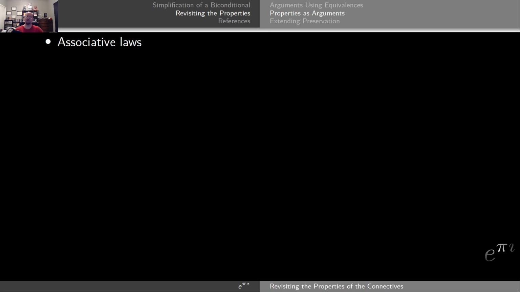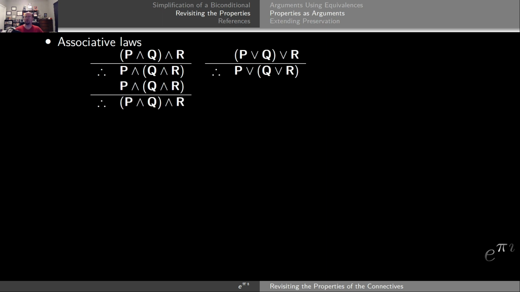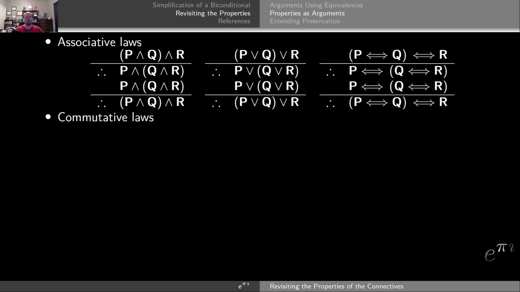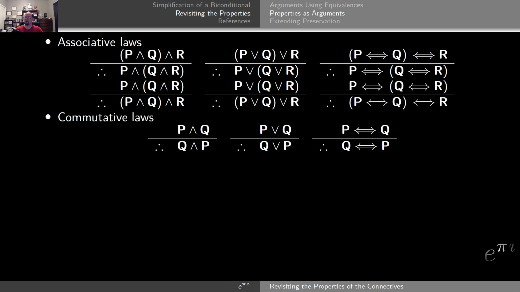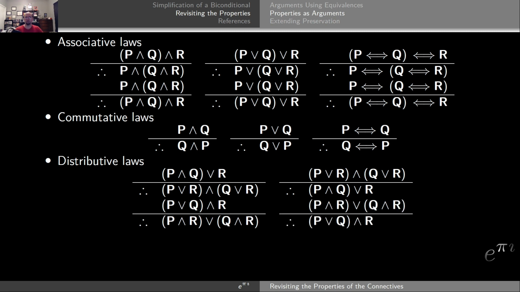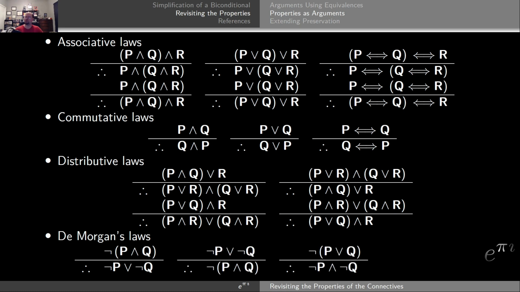The litotes law is not the only property that can be rephrased as an argument. Using similar proofs, one can prove the validity of each of the following arguments. For example, you have the associative law for conjunction in both directions, the associative law for disjunction in both directions, the associative law for the biconditional in both directions. You also have the commutative laws for the conjunction, disjunction, and the biconditional. You also have the distributive law for the disjunction over conjunction in both directions, and the conjunction over the disjunction in both directions. You also have De Morgan's laws. You have negation on top of conjunction in both directions, as well as negation on top of disjunction in both directions. All of these arguments have basically the same proof.